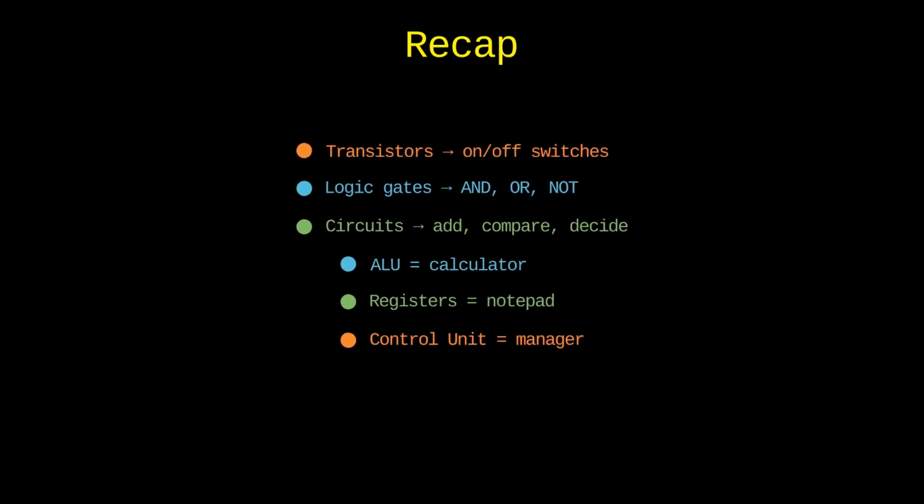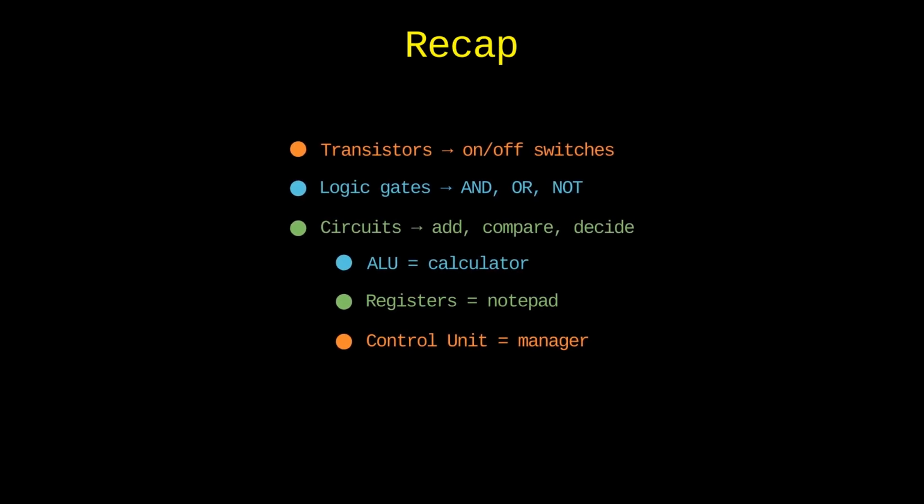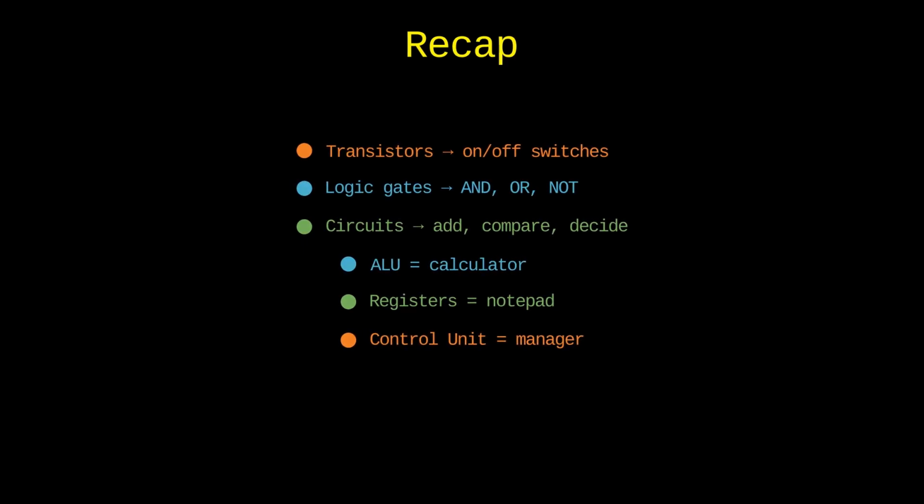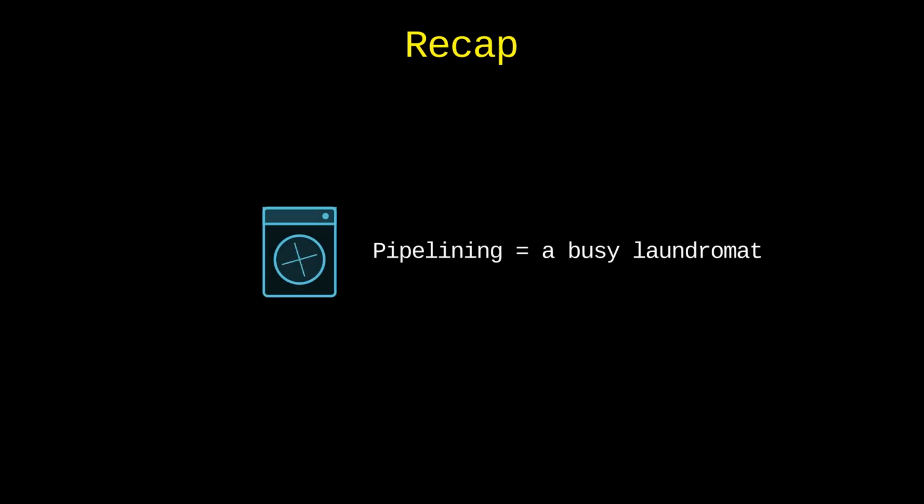Clock speed tells you how many times per second the CPU pulses. More pulses, more work done. But faster means hotter. Pipelining lets the CPU work on multiple instructions at the same time, like a laundromat handling several loads at once. And all of this, billions of tiny switches, working in perfect coordination, runs your apps, your games, your browser, and everything else you do on a computer.